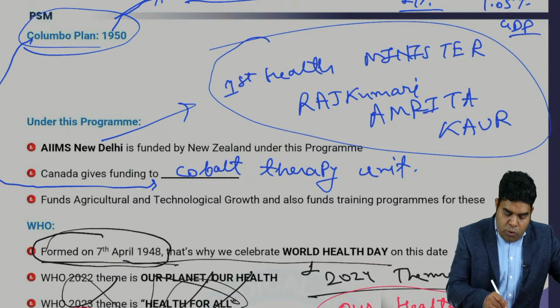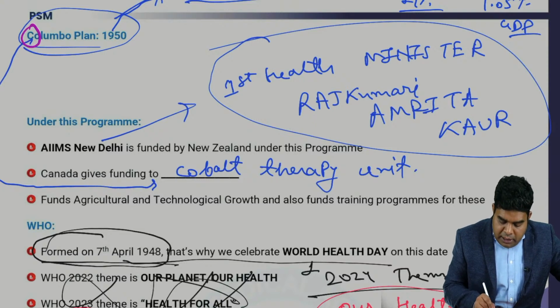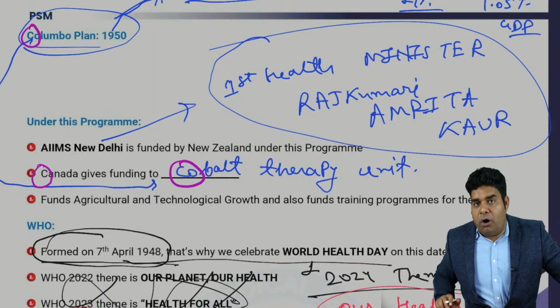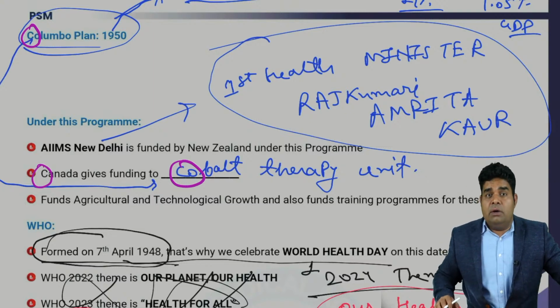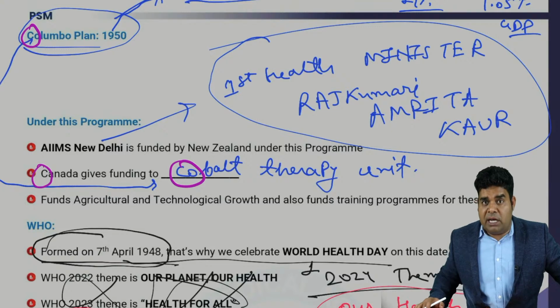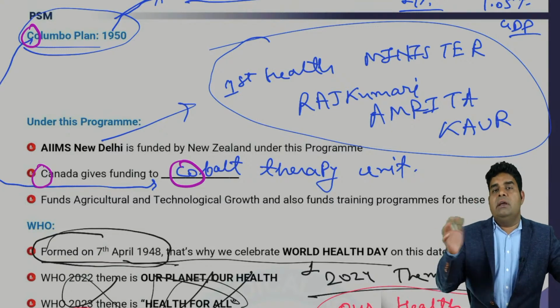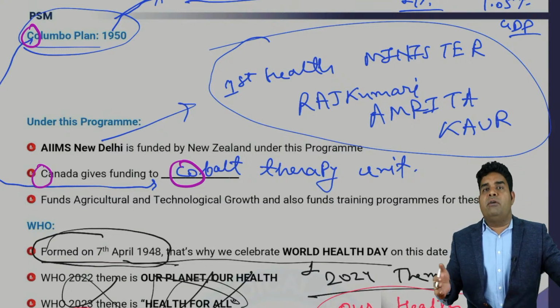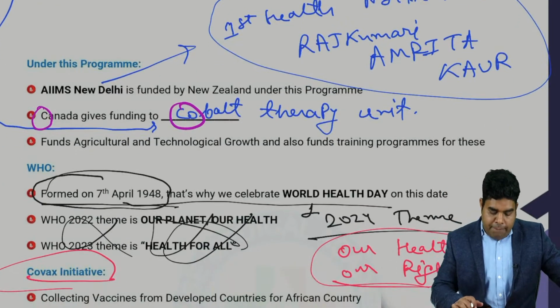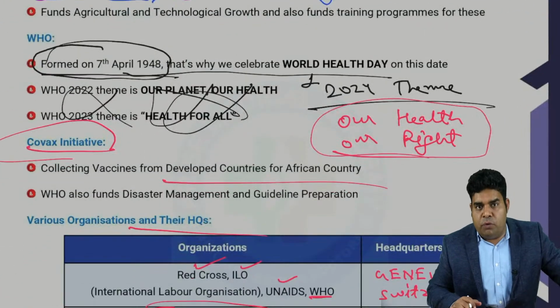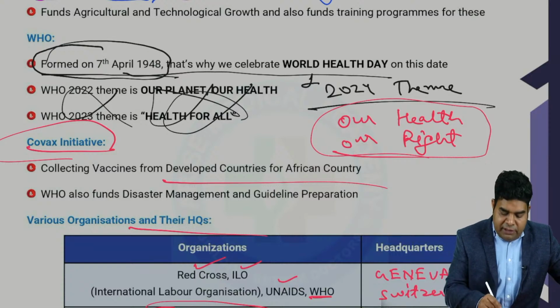Colombo plan: CO for Colombo, CO for cobalt. It funded the cobalt therapy unit by Canada. Colombo plan also funded AIIMS New Delhi. Rajkumari Amrita Kaur was the first health minister, and she opened it with the help of funding from New Zealand. Okay. Then, of course, with WHO, we just have to know World Health Day is on 7th of April.